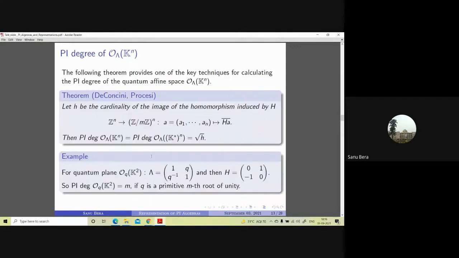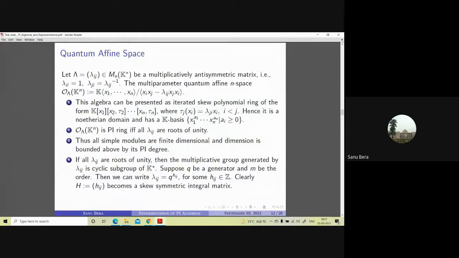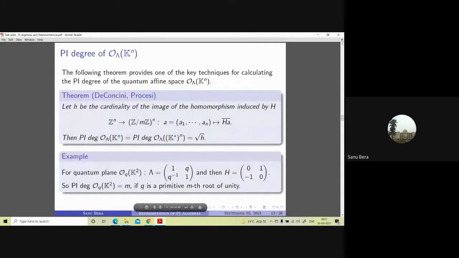De Concini provides useful techniques for calculating the PI degree of quantum affine space. Suppose h is the cardinality of the image of the homomorphism induced by that skew symmetric integral matrix, that is, the n by n matrix, from Z^n to (Z mod mZ)^n. This homomorphism need not always be surjective, because h is involved there. So suppose h is the cardinality of the image; then this cardinality gives us the PI degree.